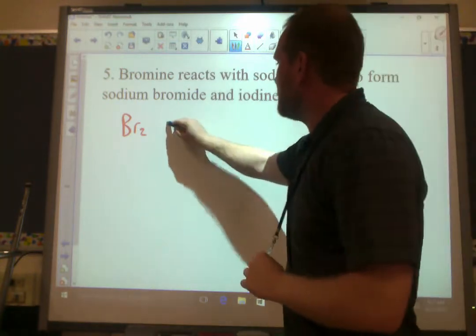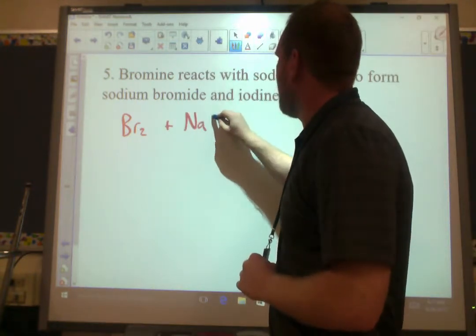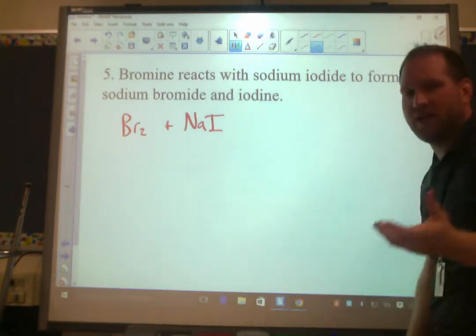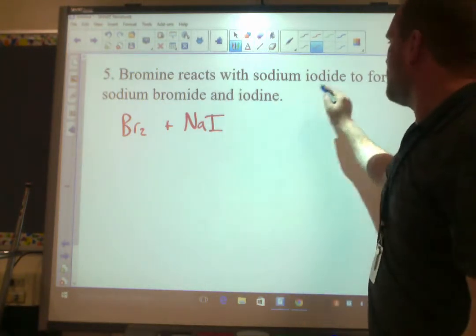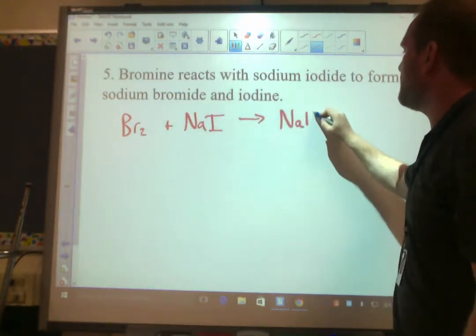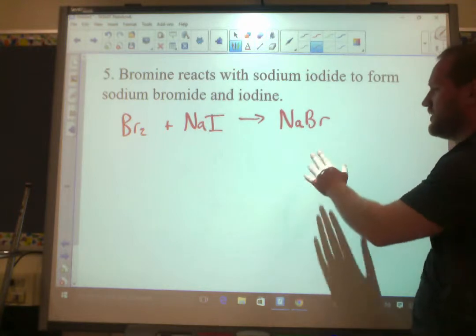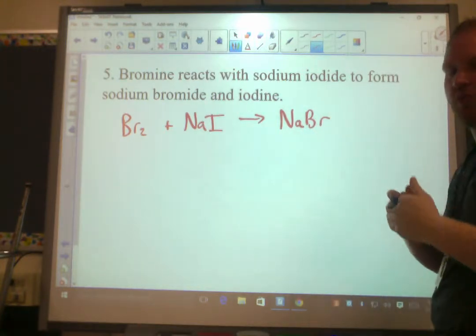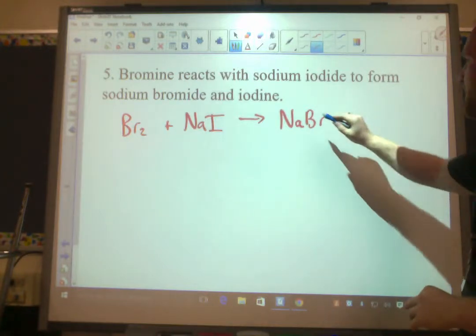Reacts with sodium iodide, which is going to be NaI. I write it like this because I know that it's 1 plus and 1 minus, to form sodium bromide, so NaBr. Again, I just know from doing these enough. Sodium is +1, bromine is -1. Nice easy 1-to-1 ratio.